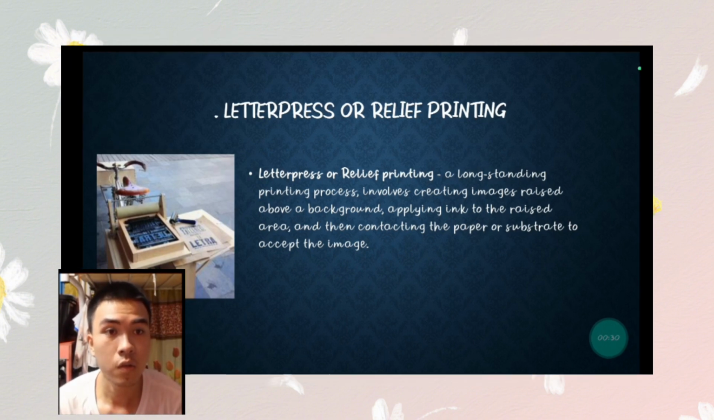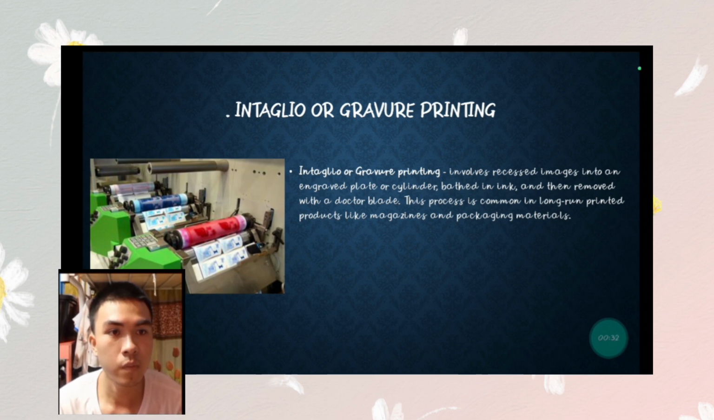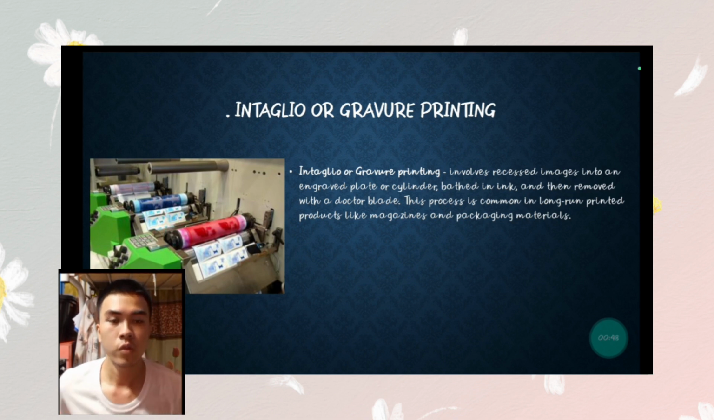Second is intaglio or gravure printing. It involves recessed images in an engraved plate or cylinder, applying ink, and then removing the excess with a doctor blade. This process is common in long-run printed products like magazines and packaging materials. So it is used for magazines and packaging materials because it is fast and can produce a lot, since its process is not manual.